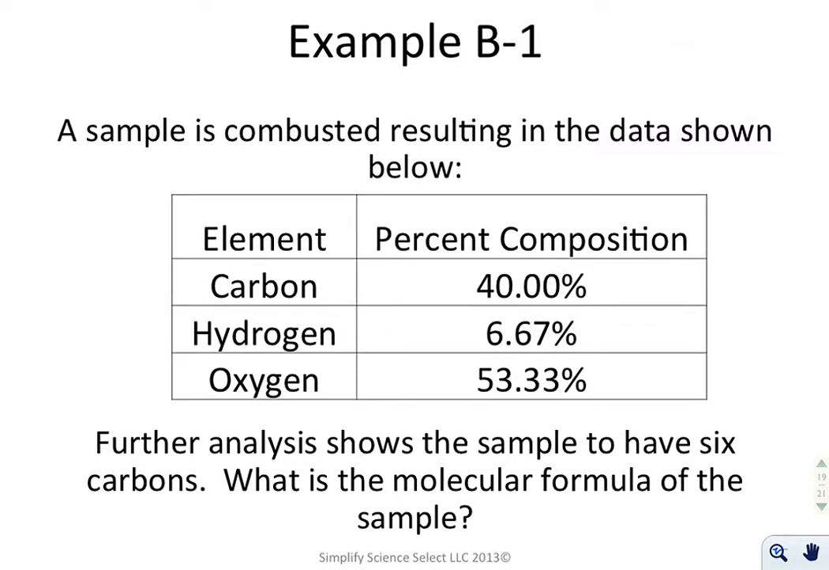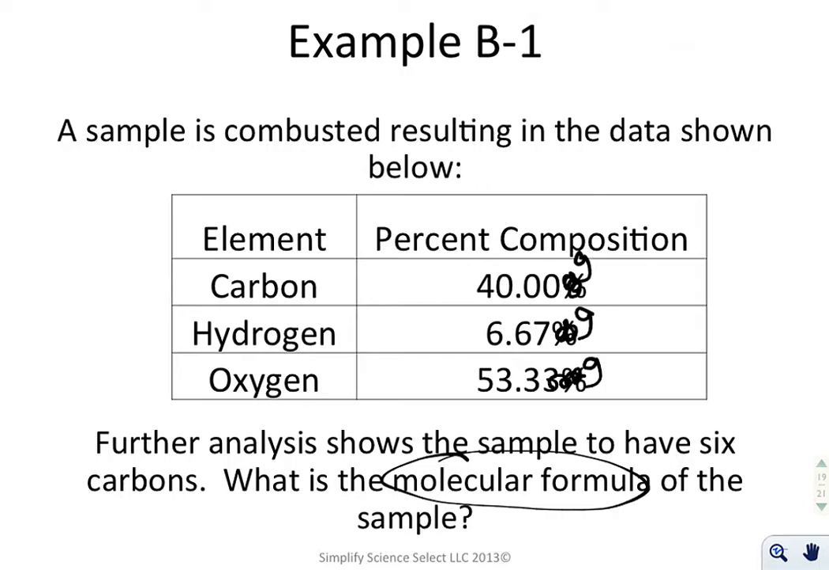Now let's look at a couple of examples. The first one says a sample is combusted, with the data shown below. You have 40% carbon, 6.67% hydrogen, and 53.3% oxygen. So we need to figure out what the empirical formula is based on that. Eventually we want to get the molecular formula, but we'll talk about that in just a minute. So the first thing we need to do is realize that these are not percentages. These are grams.